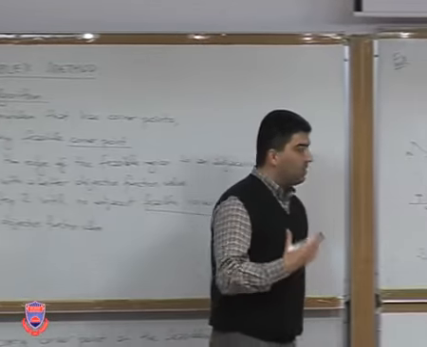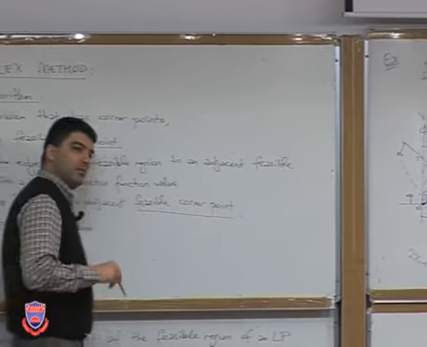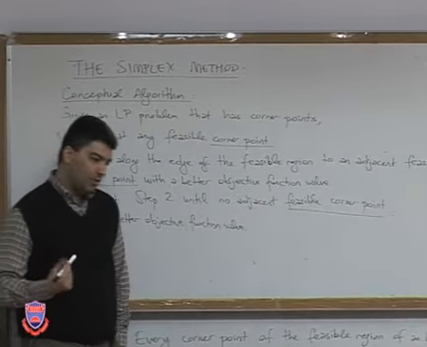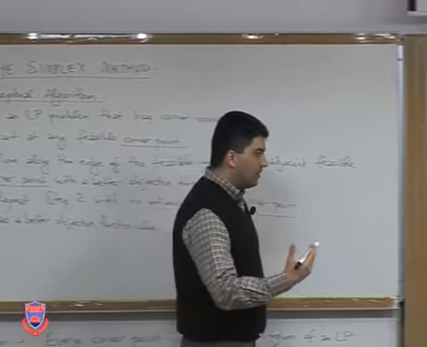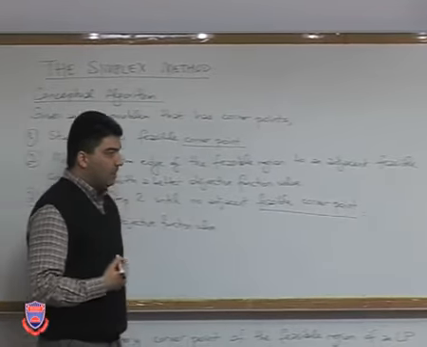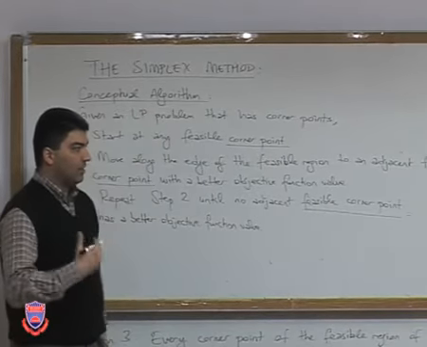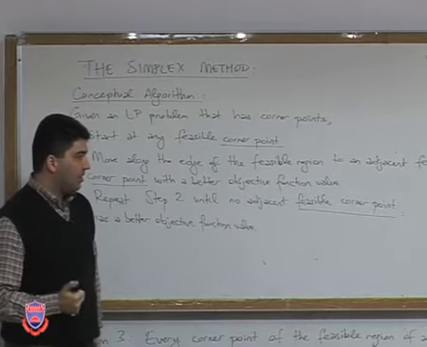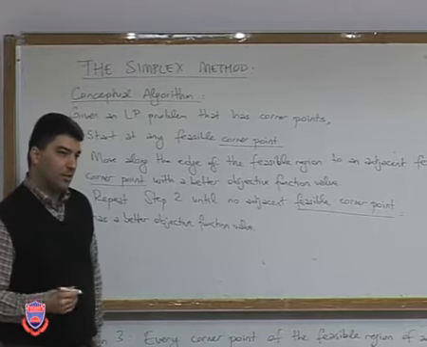Suppose that I give you an LP problem with 100 variables, okay? And then I give you a feasible solution. The problem is, of course, that you cannot really draw the feasible region in 100 dimensions, right? Even in 3 dimensions, it's getting already complicated. In 4 dimensions, you cannot draw it, basically. There's no way you can do it. 100 dimensions, I cannot even imagine, basically.